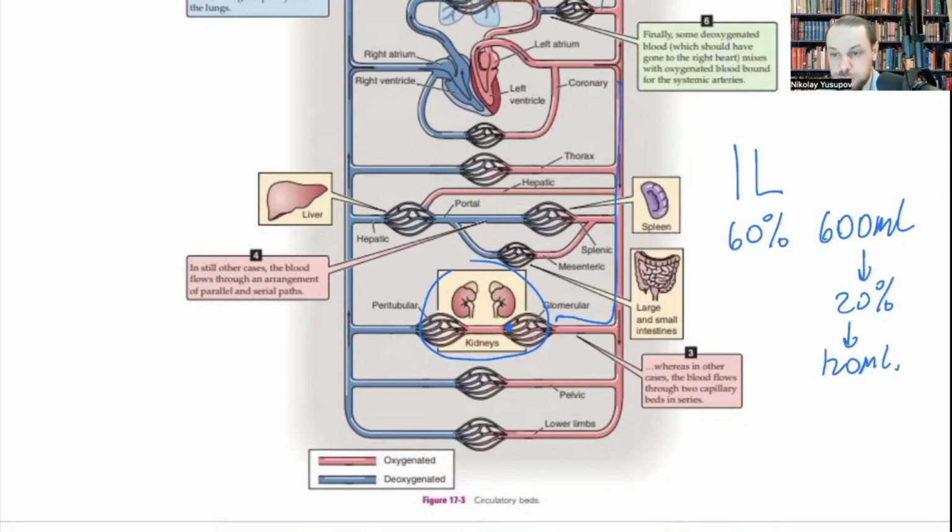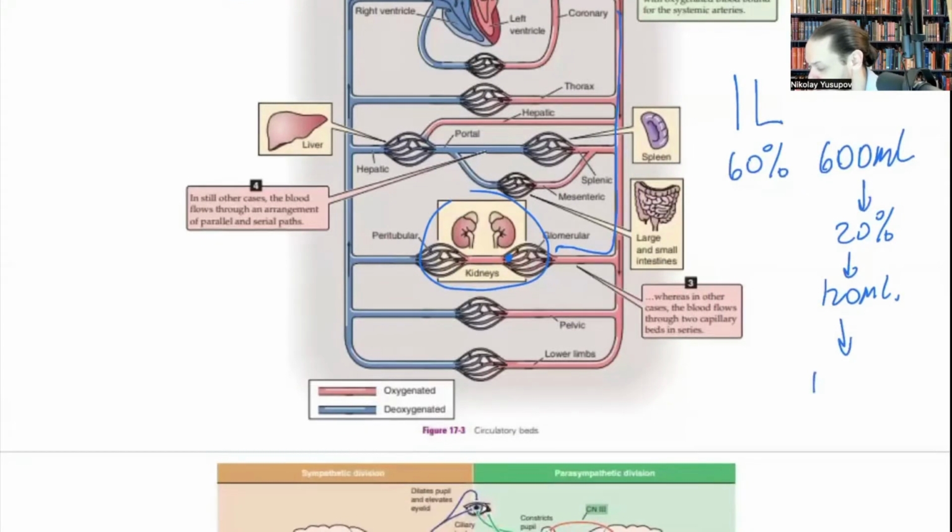And solutes reabsorbed. And then finally, out of all these 120 mL per minute, about 1 mL per minute is your urine output.